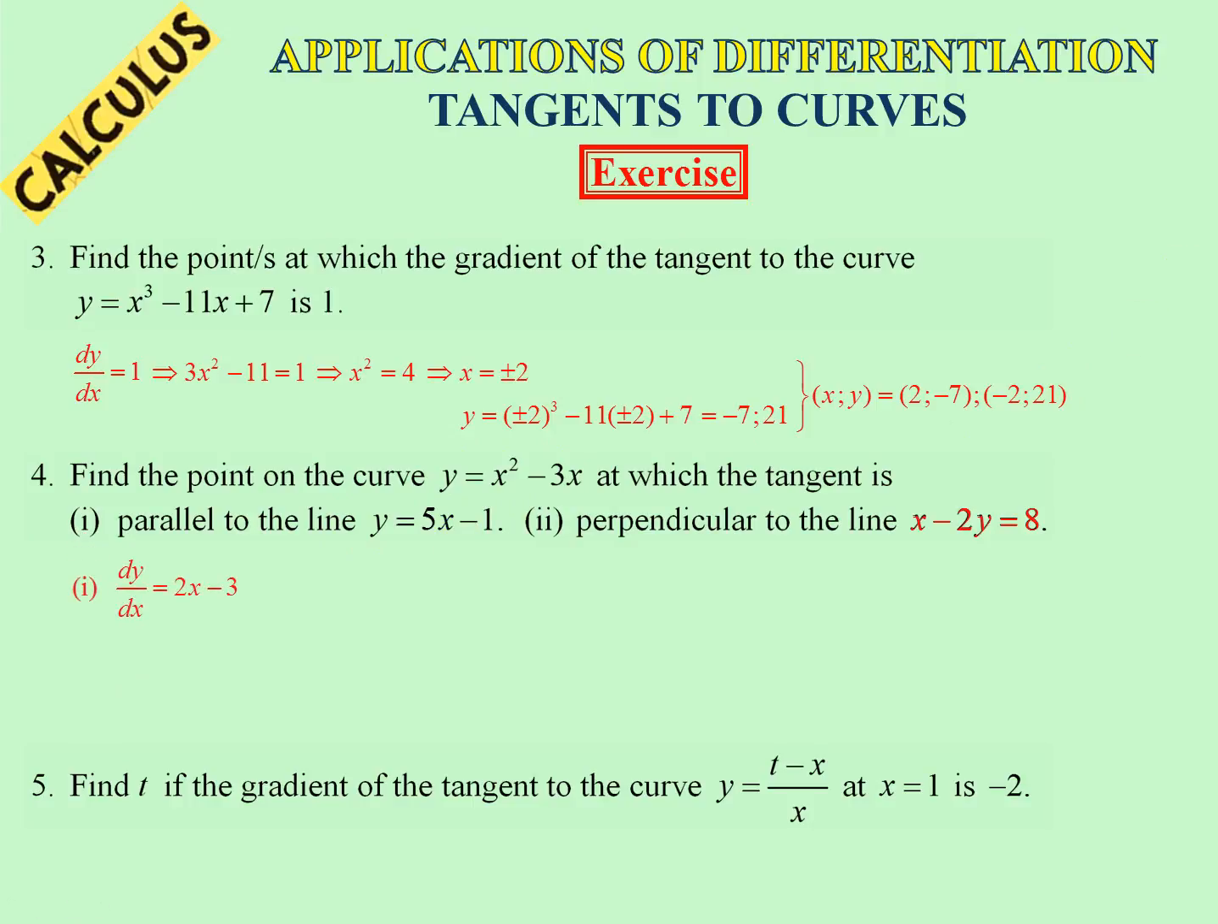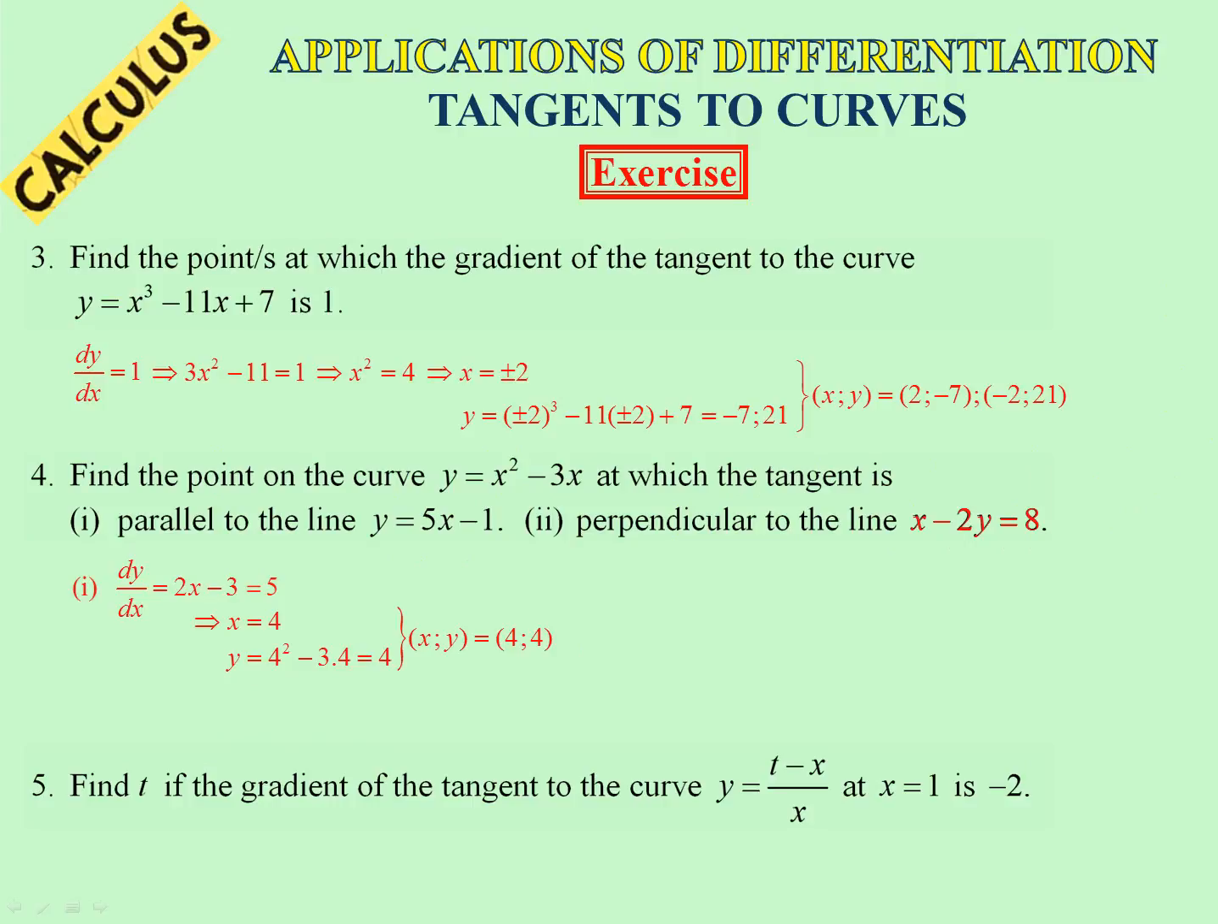Right, so dy by dx equals 2x minus 3. And I'm going to put it equal to 5, because that's the derivative of the other one. Their derivatives are equal. Solving for x, we get x equal to 4. It says find the point, so we need to take 4 back into the original to get the y value. And there's our point.